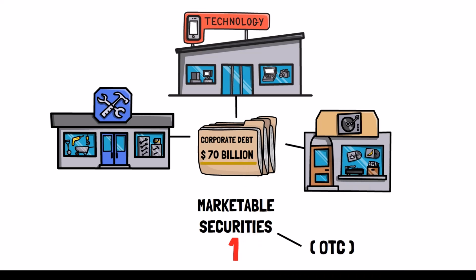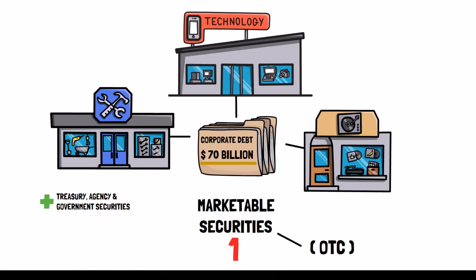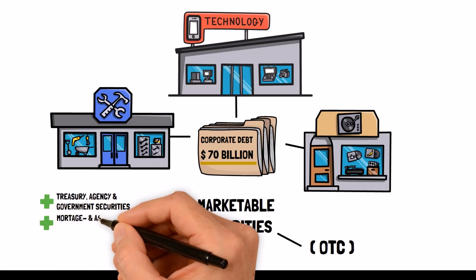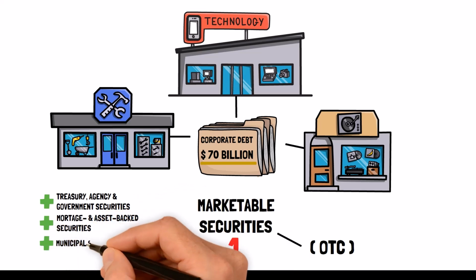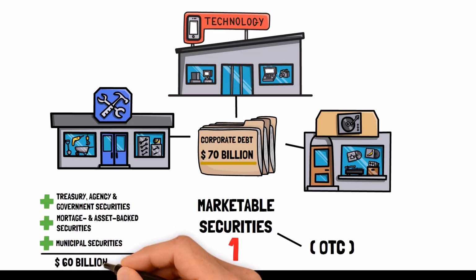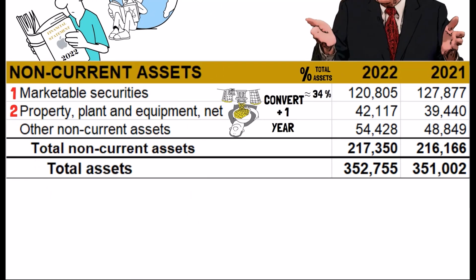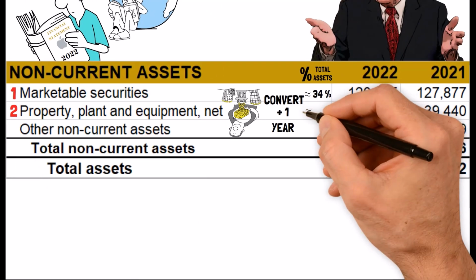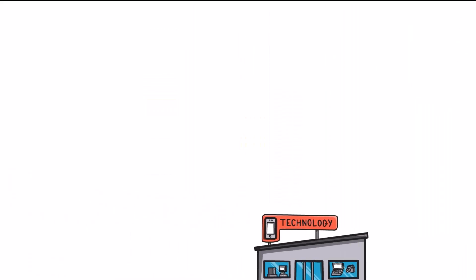Additionally, marketable securities also consist of treasury, agency, and government securities. It can be mortgage and asset-backed securities, and finally, municipal securities, in total adding up to $60 billion. The second row, property, plant, and equipment, net, attributed to 12% of the total assets.